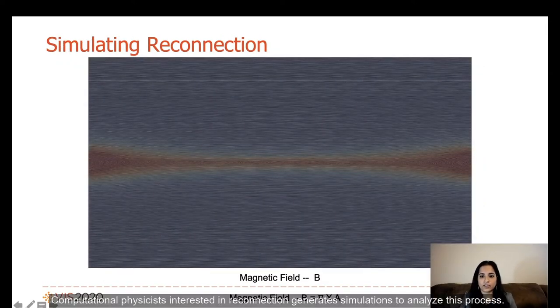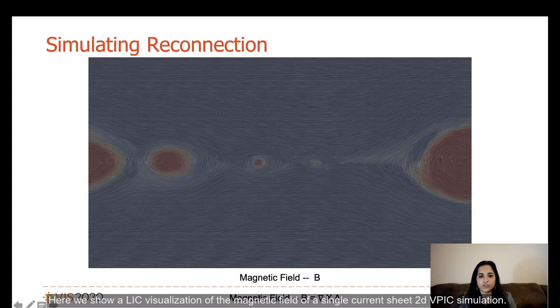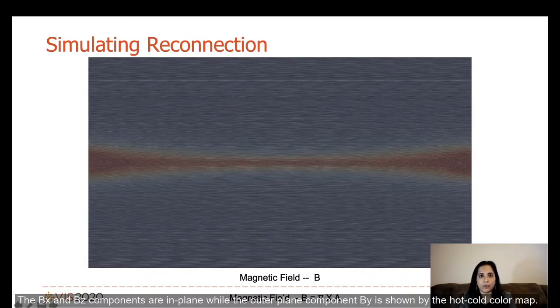Computational physicists interested in reconnection generate simulations to analyze this process. PIC, or particle in cell, is a common category of such simulations. Here we show a LIC visualization of the magnetic field of a single current sheet 2D VPIC simulation. The BX and BZ components are in plane, while the out-of-plane component BY is shown by the hot-cold color map.